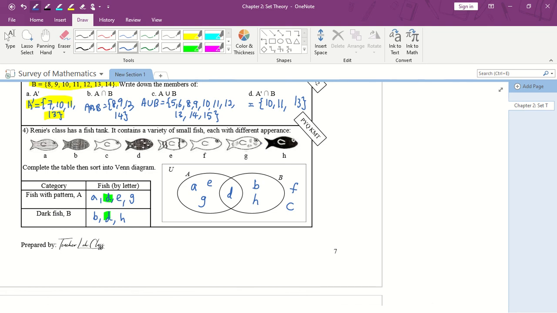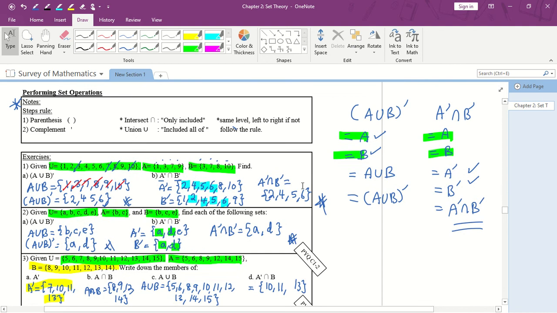Okay, give yourself 5 or 10 seconds to stop and try to do a small revision. Okay, 10 seconds. Okay, before I go to the next page, let me do a quick revision on this one: notes, steps, rules.